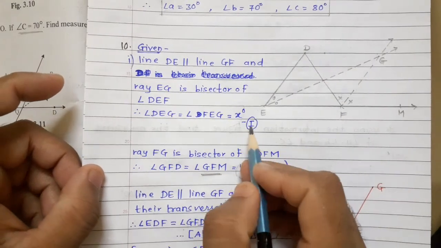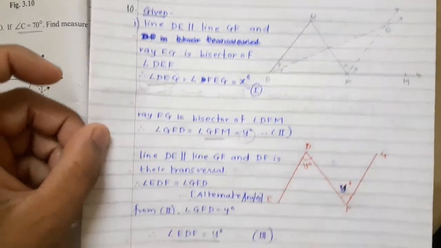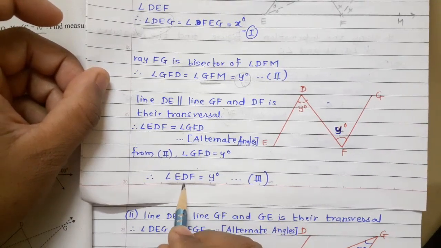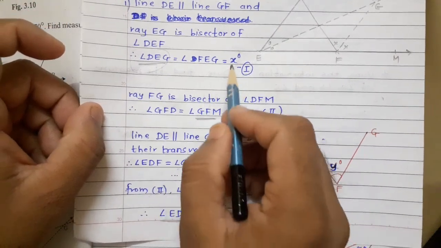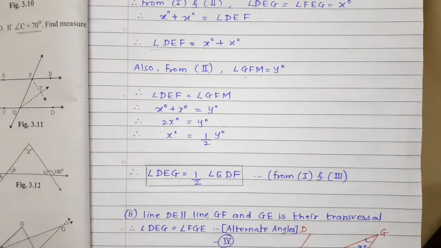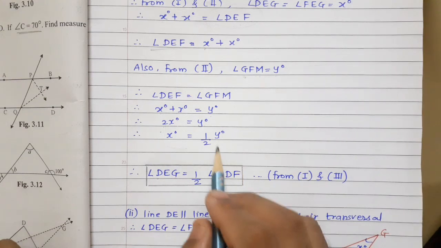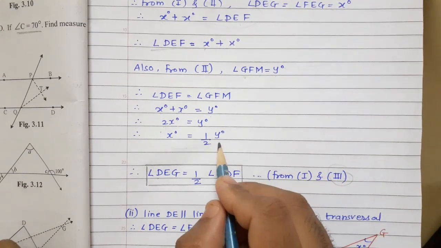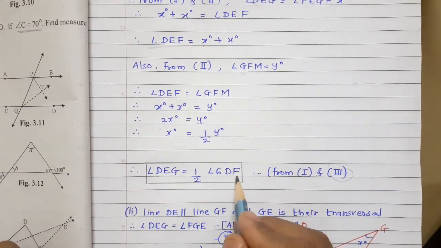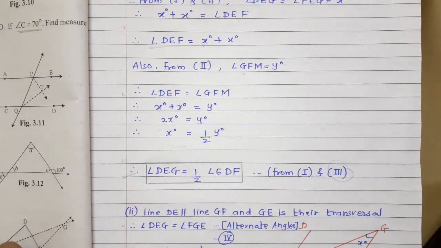And from equation number first, x degree is angle DEG, and from equation number third, y degree is angle EDF. Put these values: x degree is equal to angle DEG and y degree is equal to angle EDF. Then we have angle DEG is equal to 1 half of angle EDF. It is the required proof for sub question first.